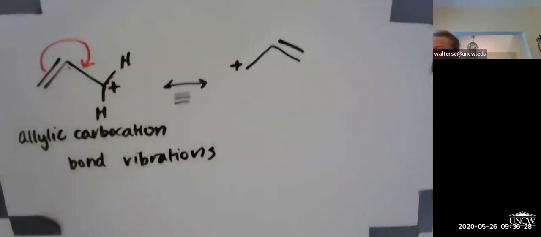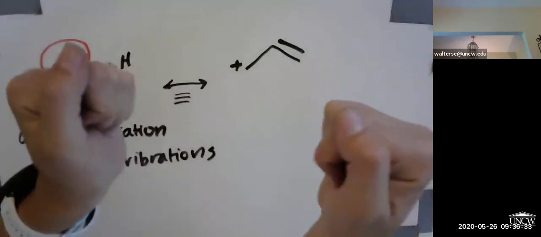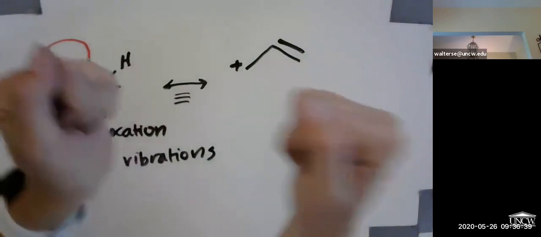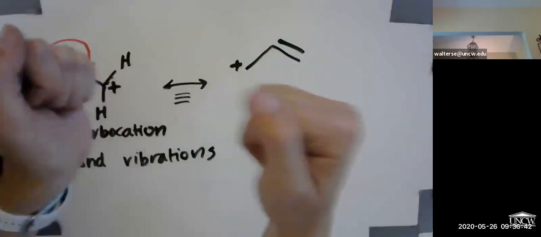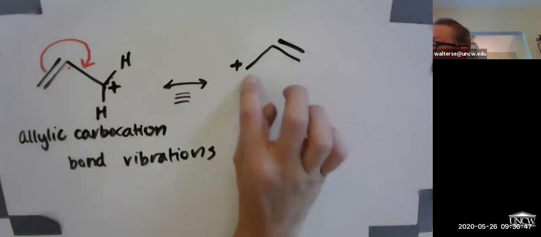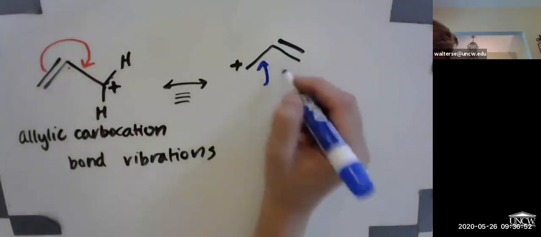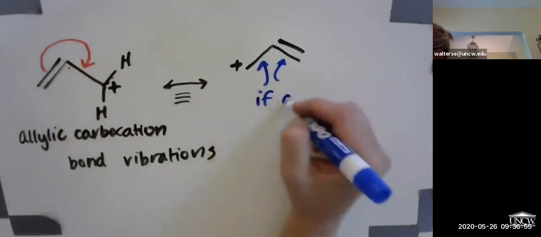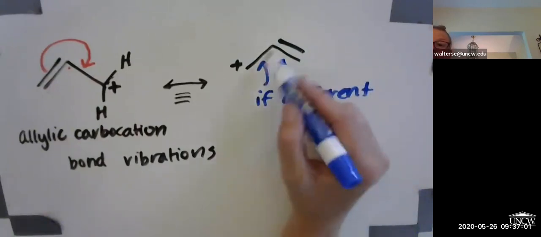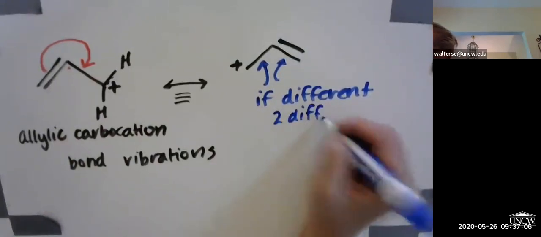So bonds are springs. If my hands are carbon atoms, the space between is the bond. A single bond vibrates in and out slower than a pi bond, or a double bond, which is slower than a triple bond. Okay, so if these carbon-carbon bonds, this one here and this one here, are different, one's a single, one's a double, then they're going to have 2 different vibrations.